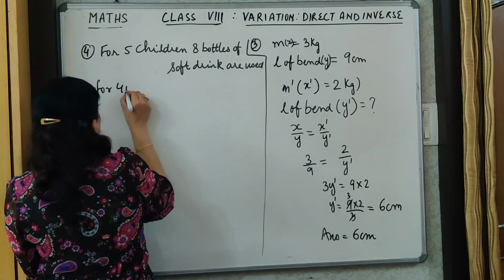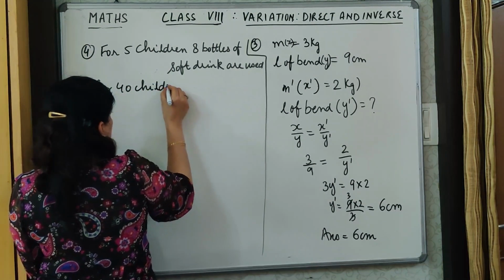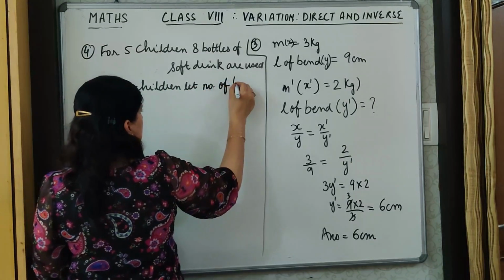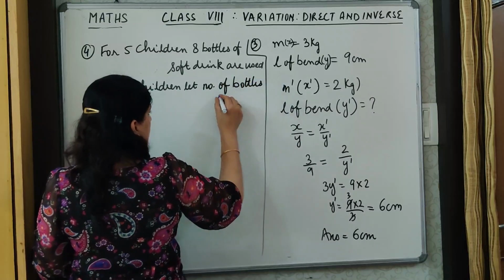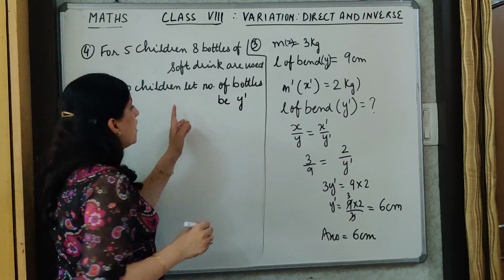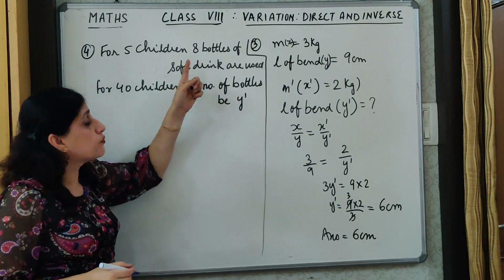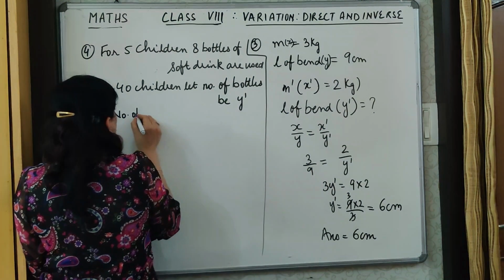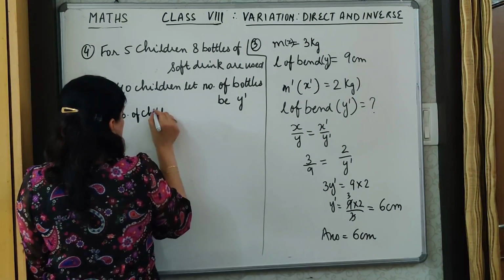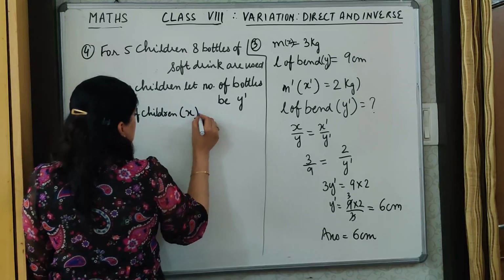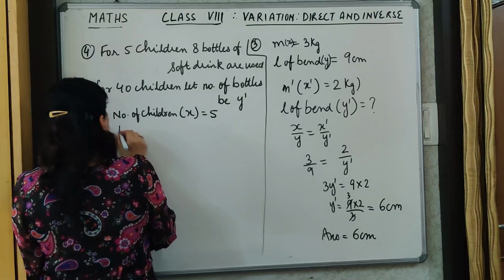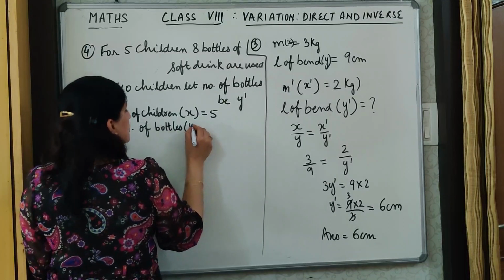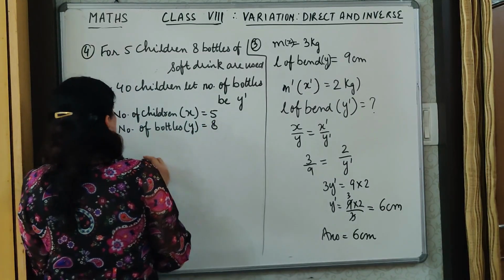For 40 children, let number of bottles be y dash. Now we have given the number of bottles as y dash, so the first number of bottles will be y. I write here number of children, which is taken as x is equal to 5, and number of bottles for 5 children which will be taken as y is 8. Okay.